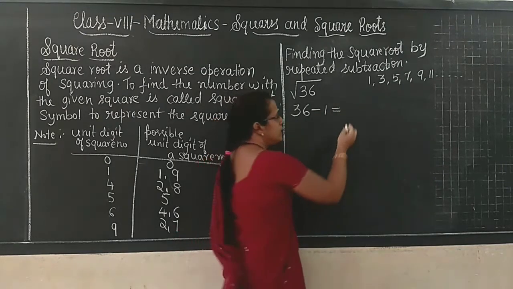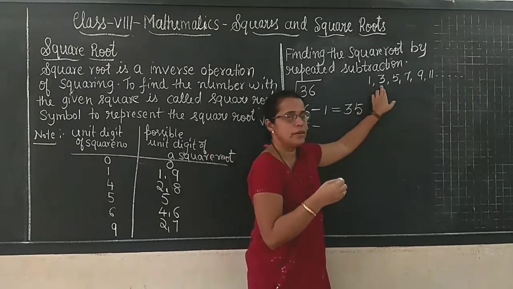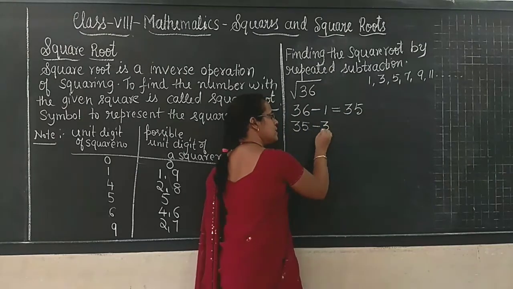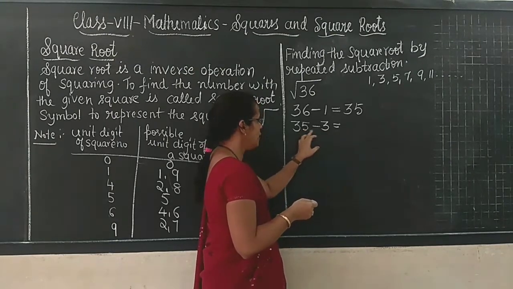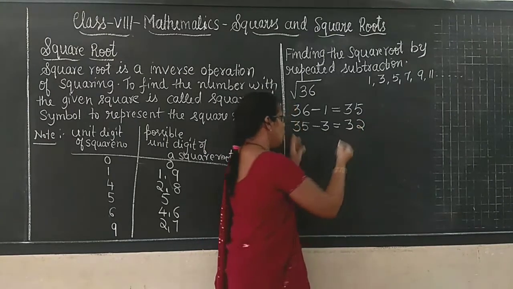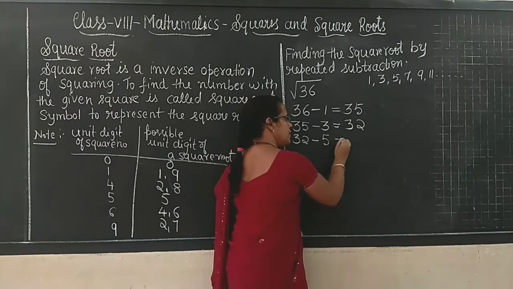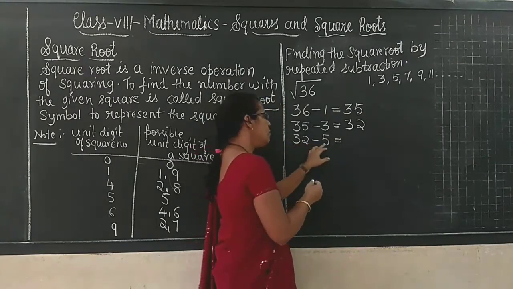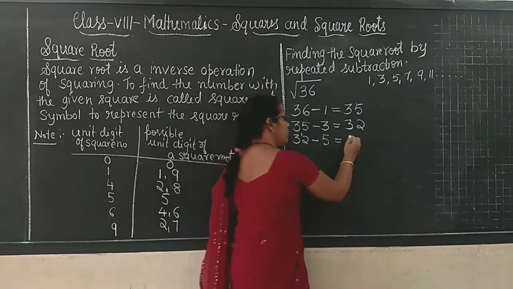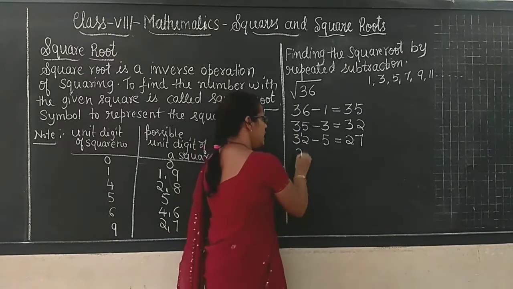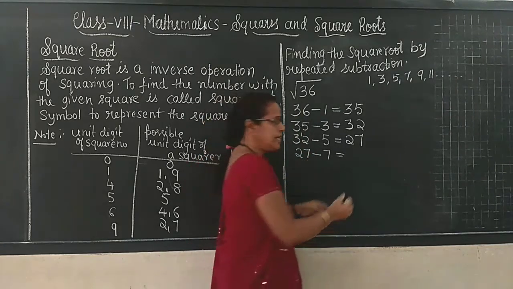36 minus 1, 35. From this 35 you have to subtract the next odd number. Which is the next odd number? 3, right? So 35 minus 3 is 32. Next, 32 minus the next odd number, 5. So 32 minus 5 is 27. Next, 27 minus the next odd number 7. So 27 minus 7 is 20.